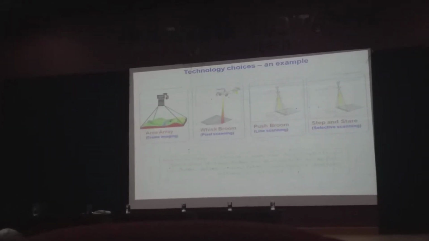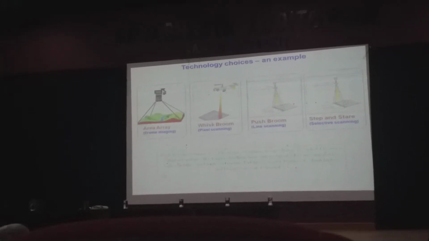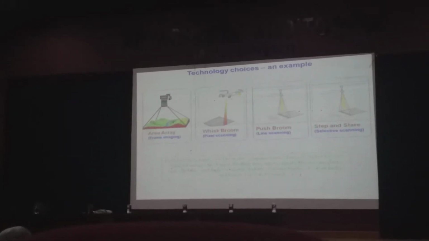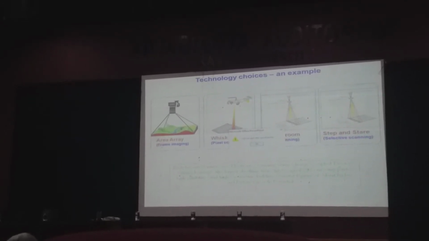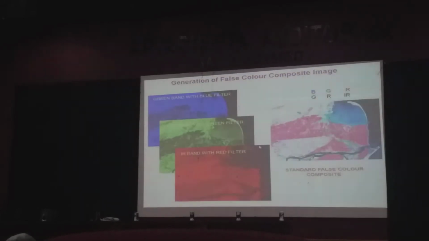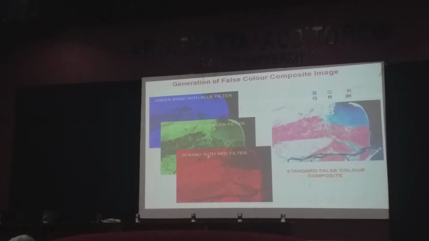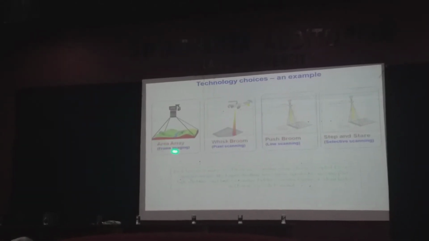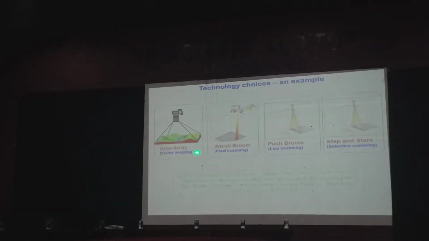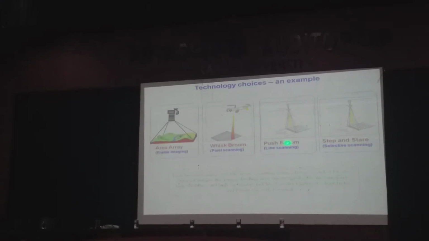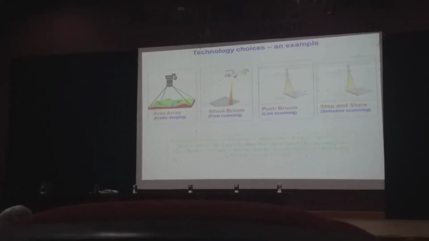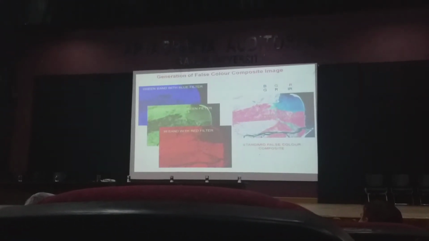Now I will just show how the satellite sensor makes this. Now different types of arrays are there to take the picture of the Earth surface: area array, pushbroom, and step and stare. These are the different methods which a satellite sensor uses to take a picture of the Earth surface. And we generate the false color composite.